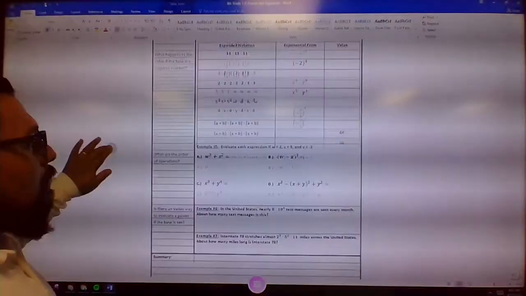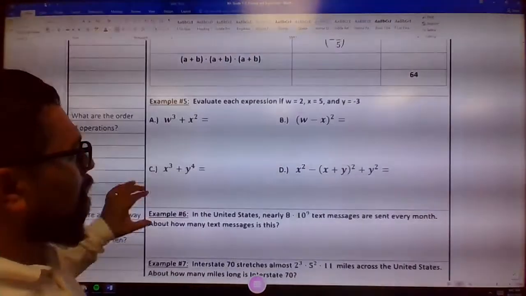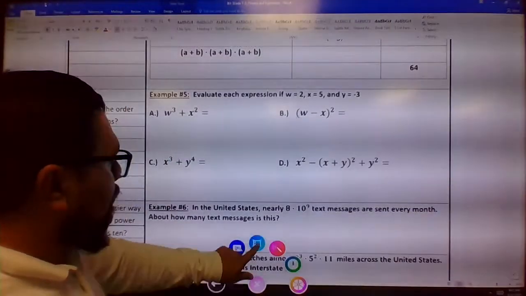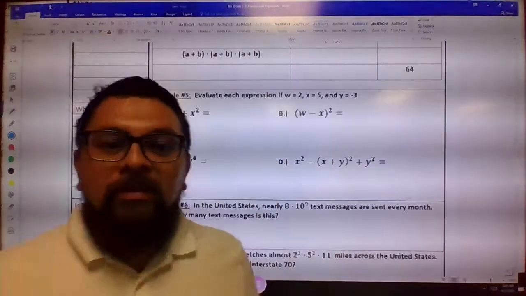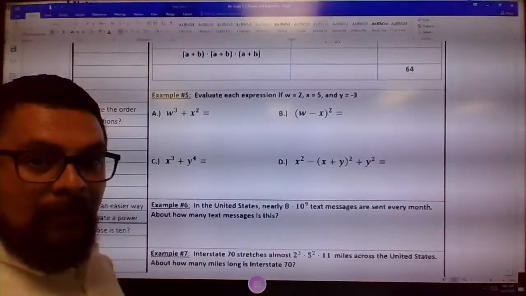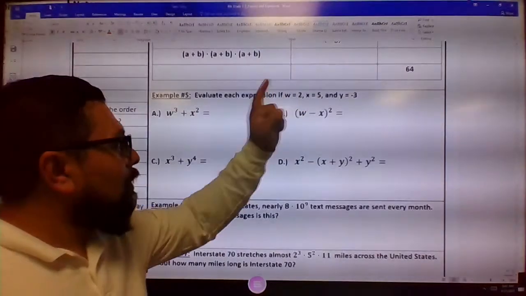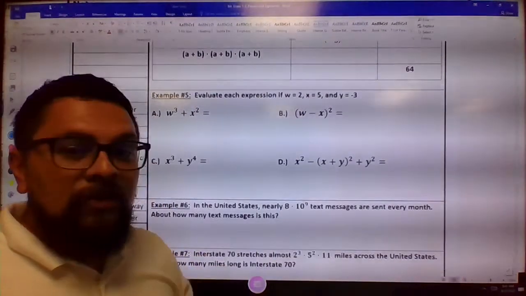All right, so let's go ahead and go on to the back. We're on example number 5. So example number 5, it says to evaluate. Evaluate means solve. Okay, so for the example, we're going to do A and we're going to do B. You guys are going to do C, and you guys are going to do D.